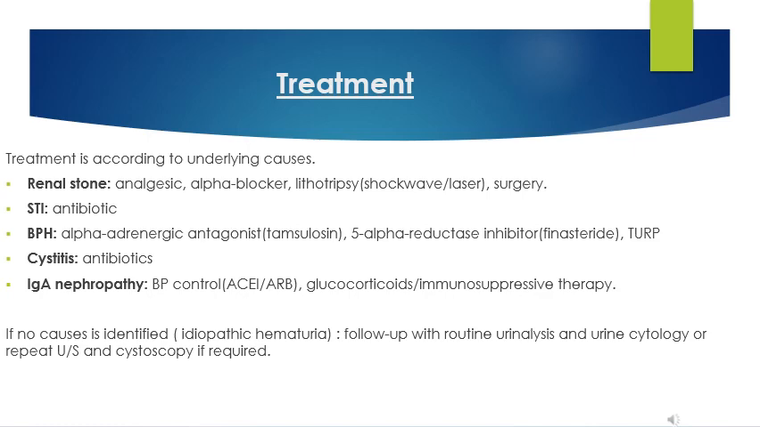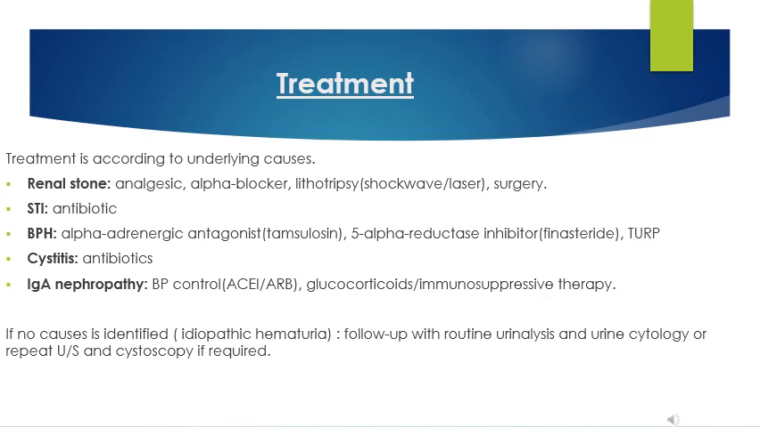Sexually transmitted infection. By swab or urine culture, identify the organism and its sensitivity and treat by antibiotics. Benign prostatic hyperplasia. Alpha-adrenergic antagonists like tamsulosin and 5-alpha reductase inhibitors like finasteride. If the symptoms are severe, do transurethral resection of prostate. Cystitis. By the urine culture, identify the organism and its sensitivity and treat by the appropriate antibiotics.